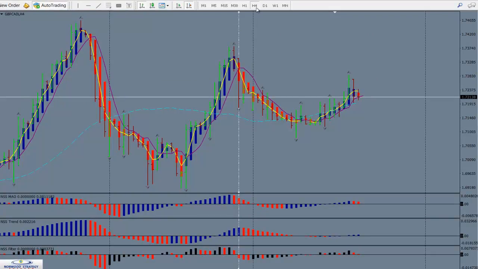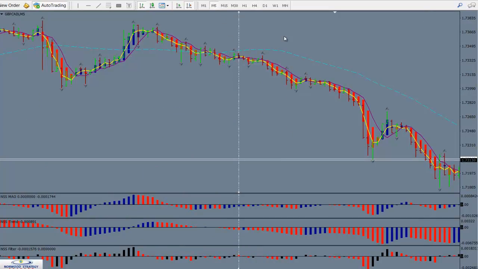Now that's a larger time frame. Going to a 1 hour, 30 or 15 minute, possibly a time your entry. But let's take a 5 minute as your larger time frame.